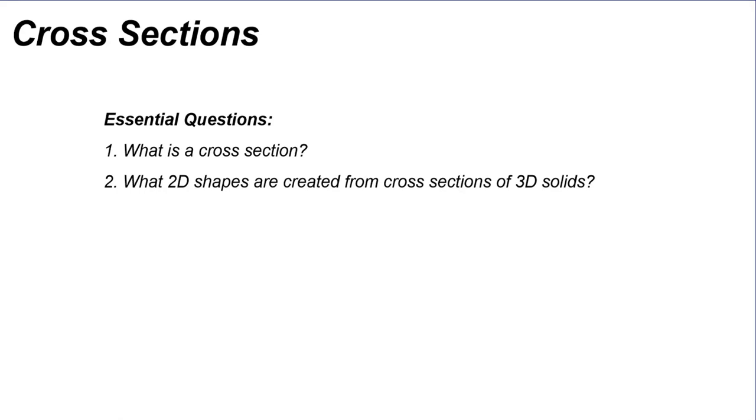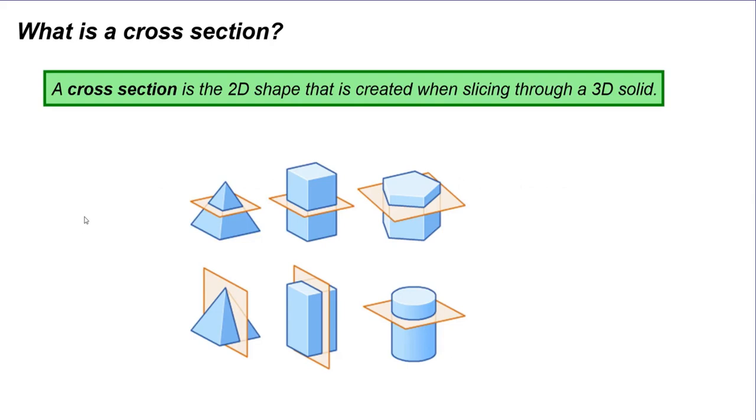In this video, we are going to discuss cross sections and our essential questions. What is a cross section and what two-dimensional shapes are created from cross sections of three-dimensional solids? So what is a cross section? A cross section is the 2D shape that is created when slicing through a 3D solid.